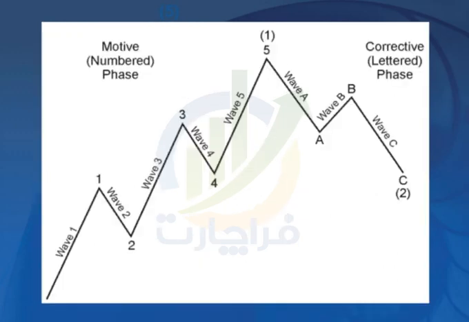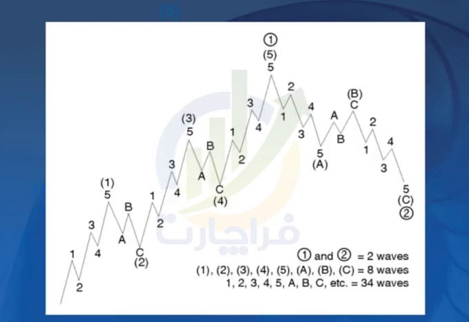The first phase, or 5 waves up, is called the motive phase. The correction that occurs after a 5-wave sequence has completed is called the corrective phase. The motive phase can be divided up into impulse waves and diagonal triangles. The corrective phase consists of corrective structures such as zigzags, flats, triangles, and combinations. Each wave can further subdivide into other waves.